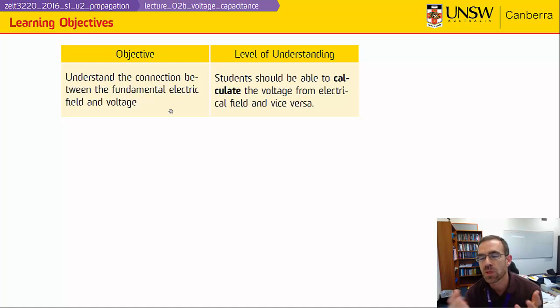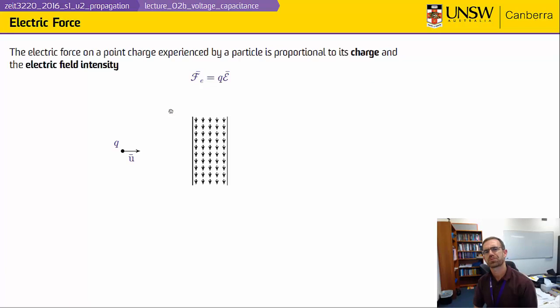And the minimum level of understanding that you should have in this context is you should be able to calculate voltage from electric field, and you should be able to calculate the electric field from the potential difference. You should be able to calculate the potential difference from the electric field, and you should be able to calculate the electric field from the potential distribution. That's the level of understanding that we want you to have at the very minimum. But there's much power in being able to use the potential difference to solve complicated electrostatics problems.